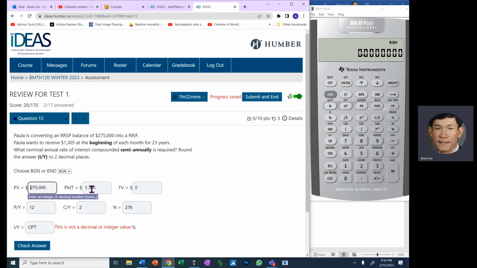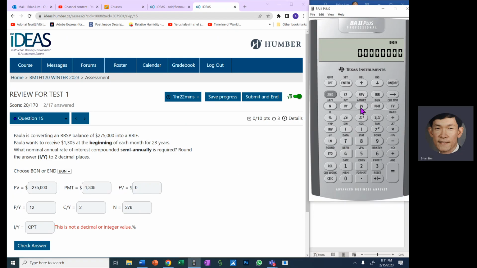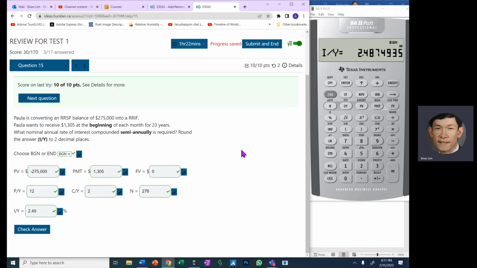So you can decide to either change the present value because Paula doesn't have the money yet, and leave the payment as positive. So let's go back and recall the present value, make it negative by hitting plus minus, enter it by hitting PV and computing IY, and there we have the answer. And the answer rounded to 2 decimal places would be 2.49. Correct? And we can check our answer, and there it is correct.